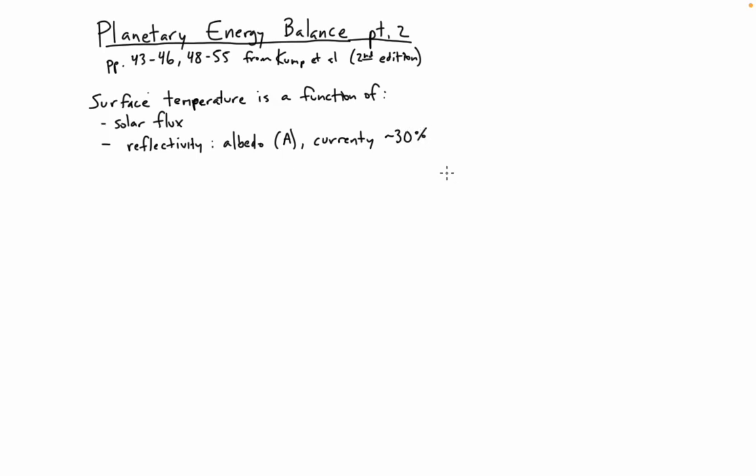So roughly 30% of the sun's energy just bounces off the Earth at the same wavelengths that it was coming in at. The greenhouse effect, we're going to talk in more detail today about how that works, and how that's an important part of keeping the temperature on Earth habitable at the moment.